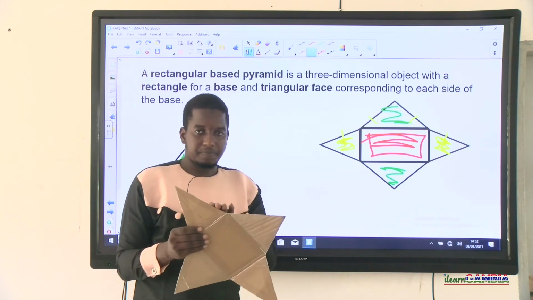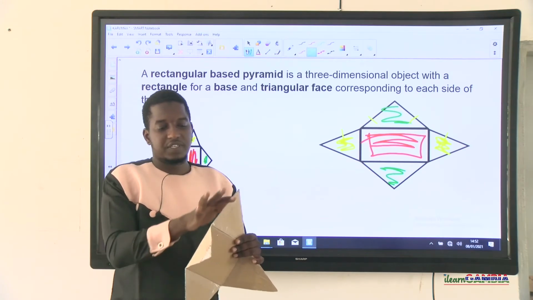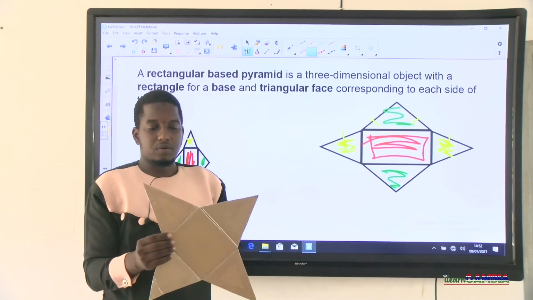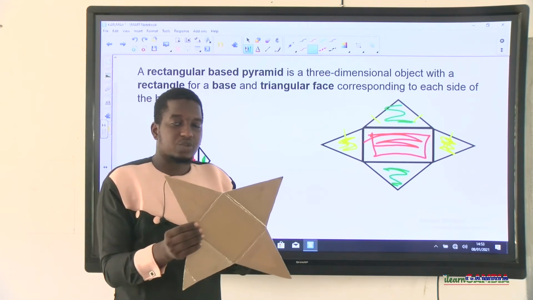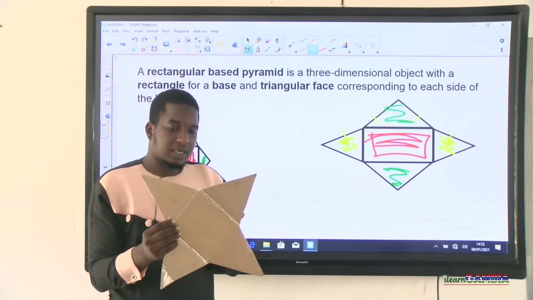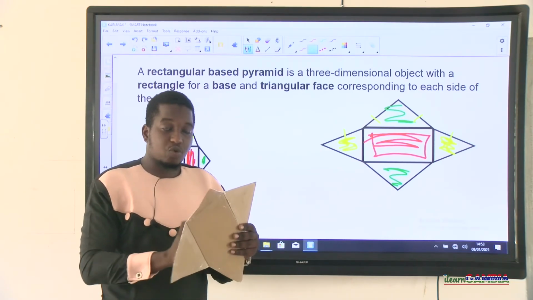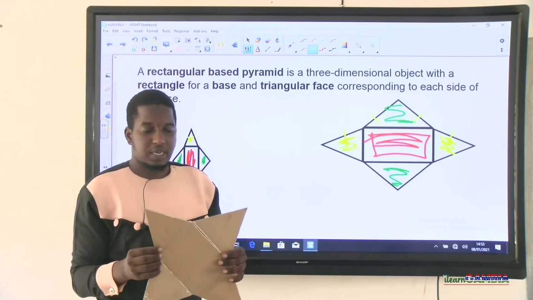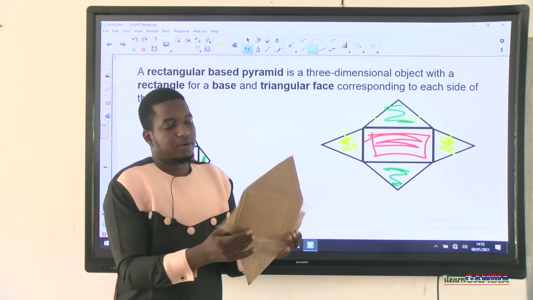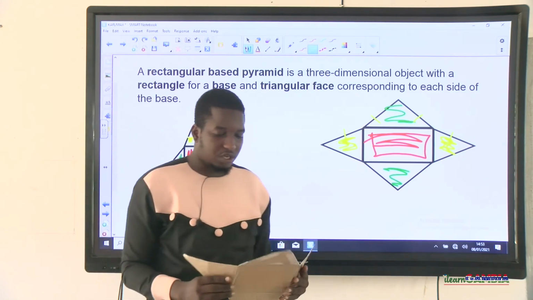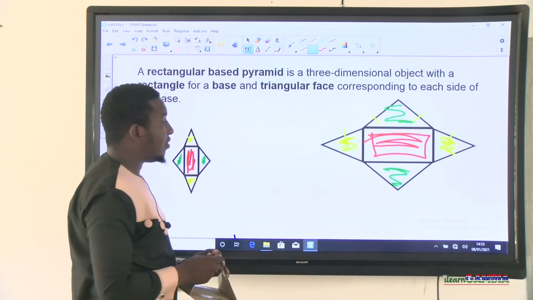Now this is key. The lengths that form the sides of the triangles, apart from the side that is connected to the rectangle, should be equal. Like this length and this length should be equal, and all these lengths should all be equal, because this is done in such a way that when you fold it, they will all meet at a point we call the vertex.